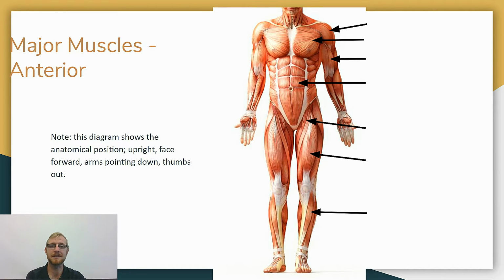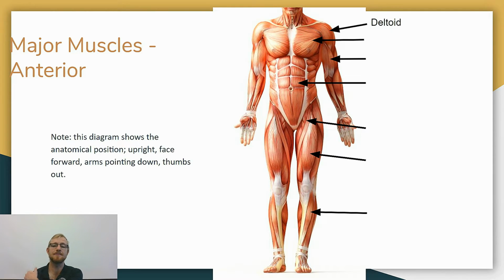Looking at the major muscles now, starting with the anterior view, that is the front view, looking at the front of something. Note that this diagram shows the anatomical position, the position we use when describing how the body is made up. So this position involves standing upright, facing forward, with arms pointing down to the sides and the thumbs pointing out. We're going to go through the muscles one by one.